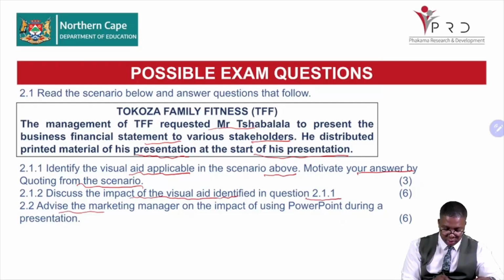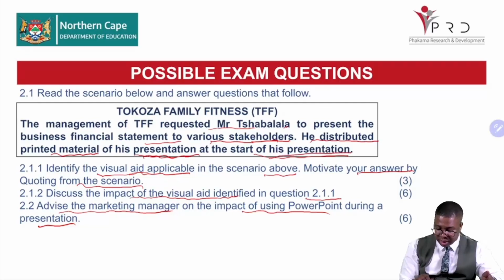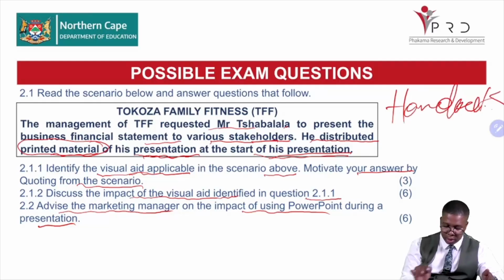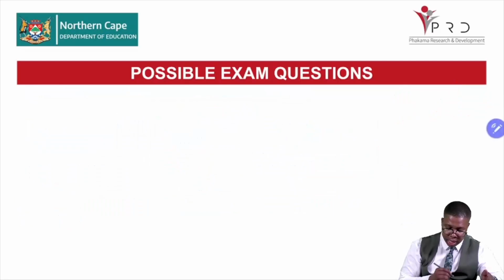And then 2.2 says, advise the marketing manager on the impact of using PowerPoint during the presentation for 6 marks. So when we are looking into this scenario, which visual aid is applicable there? Mr. Chabalala was asked to present the business financial statements to various stakeholders. We don't have an answer there. But we have an answer immediately. They say he distributed printed material of his presentation at the start. So printed material would then be considered to be handouts. So the visual aid that is applicable is handouts.